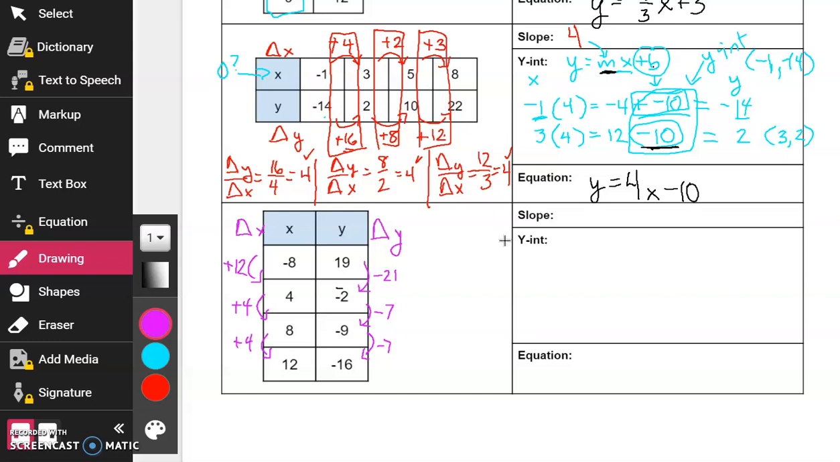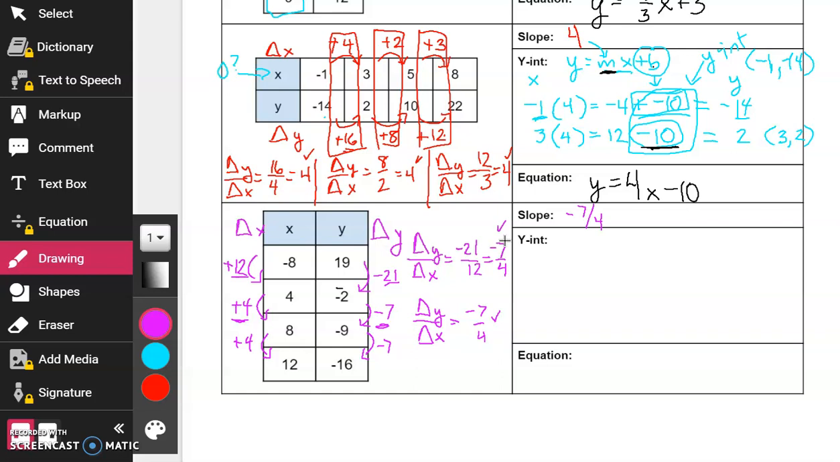Remember, we don't freak out that our rates are different. We see if they equal the same. So change in y divided by change in x is -21 divided by 12, because that's what's across from it. You can type this into Desmos, see what it reduces to. These both divide by 3, so it gets you to -7/4. Let's test the other ones, because the other two are the same. -7 divided by 4. Oh, hey, look at that. Those are the same. So my slope is -7 over 4.